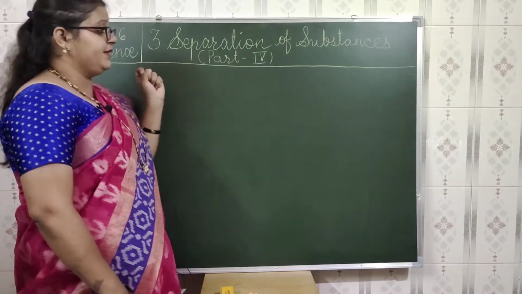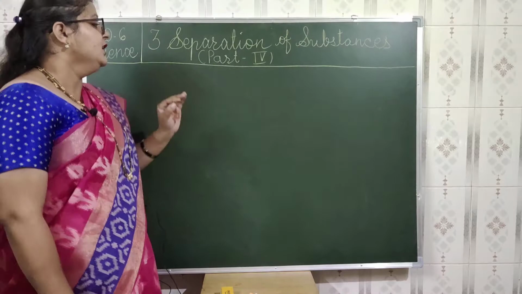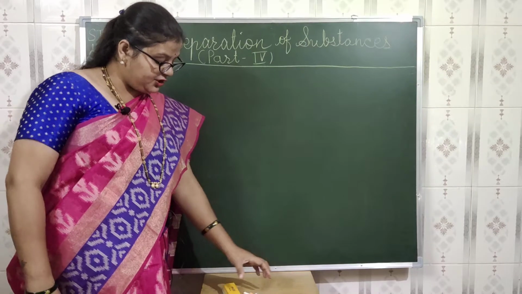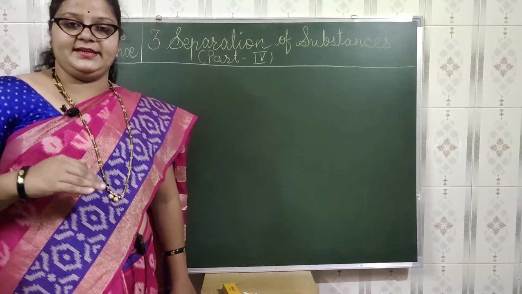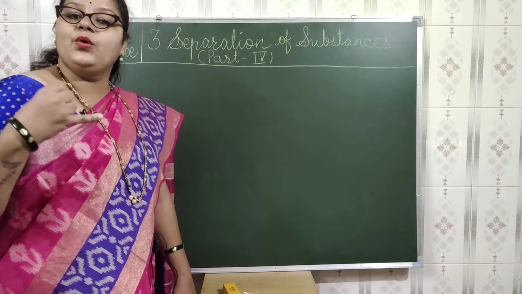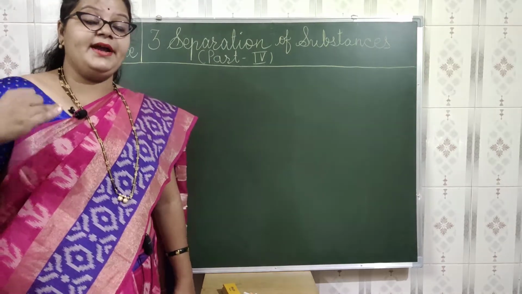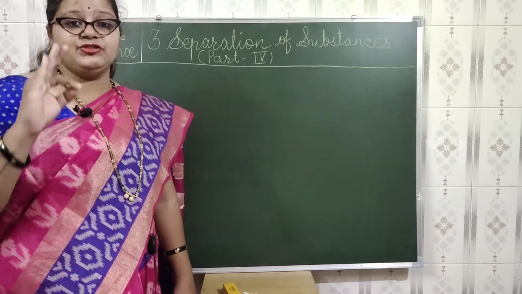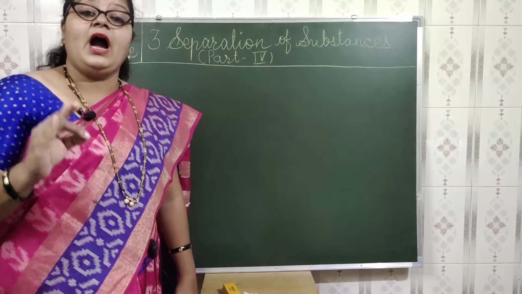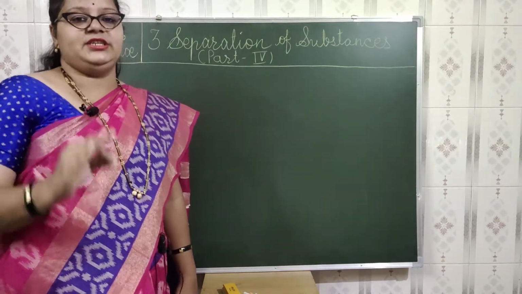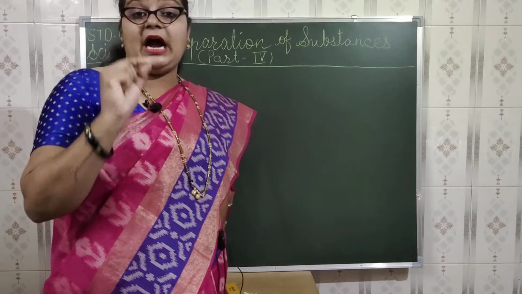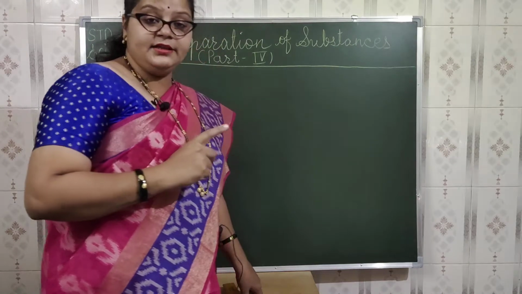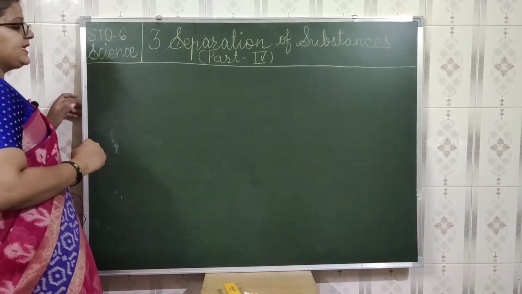And in grade 6, we have started already with separation of substances, right? So far we have seen 3 parts of it, and now we are going to see the 4th part. In the initial 3 parts, we have seen some practicals, right? Like how handpicking is done, how winnowing is done, then how sieving is done. And yes, we have seen the detailed practical of how sedimentation, decantation and filtration occur. Now we are going to see another method of separation of substances.